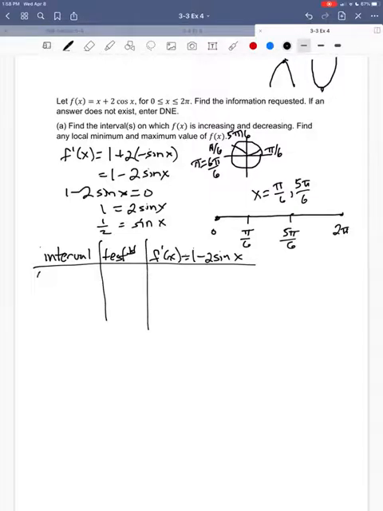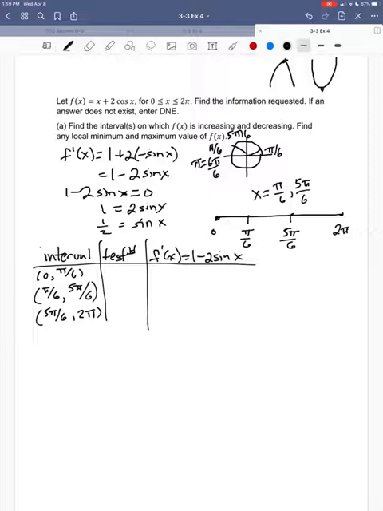So I'm going to have intervals from 0 to pi over 6, from pi over 6 to 5 pi over 6, and then from 5 pi over 6 to 2 pi.